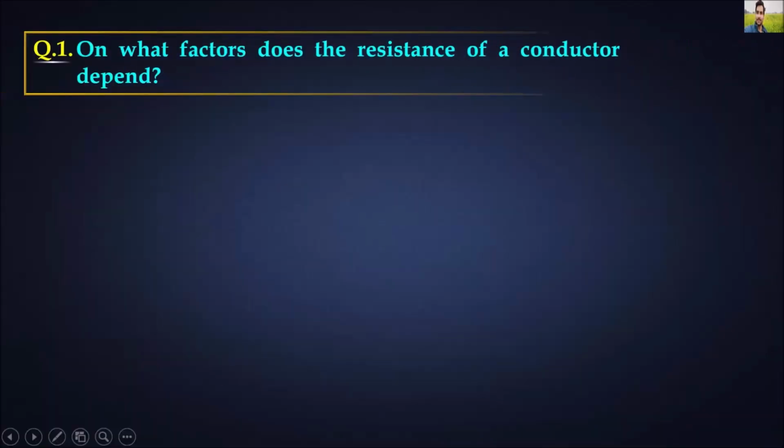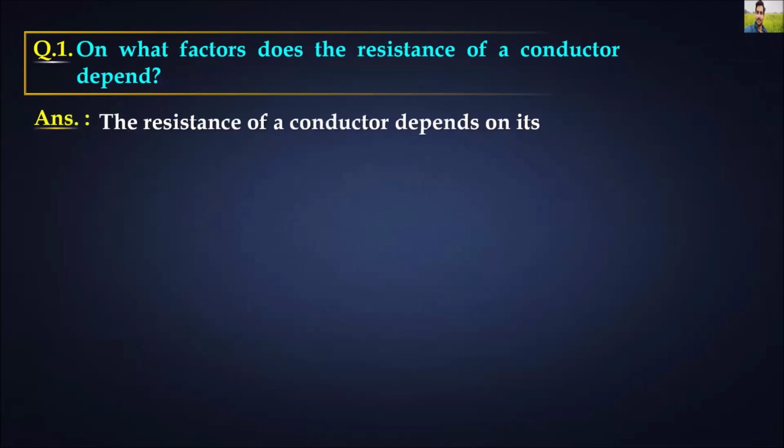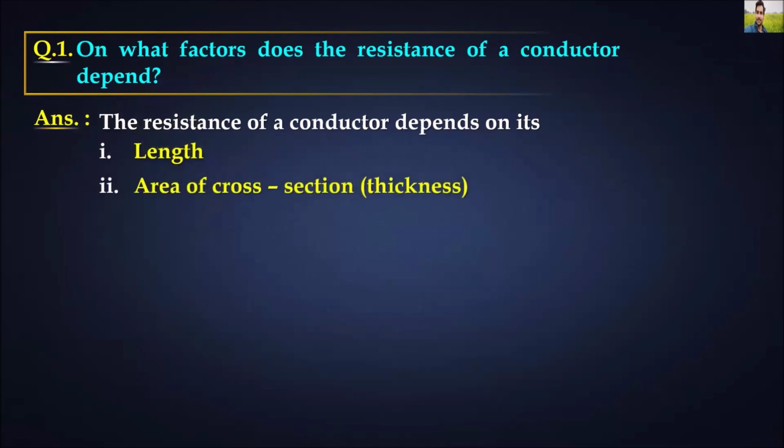On what factors does the resistance of a conductor depend? So let's answer it. The resistance of a conductor depends on its length, area of cross section, or else you can say thickness, material, like what type of material the conductor is built from, and last, on temperature.